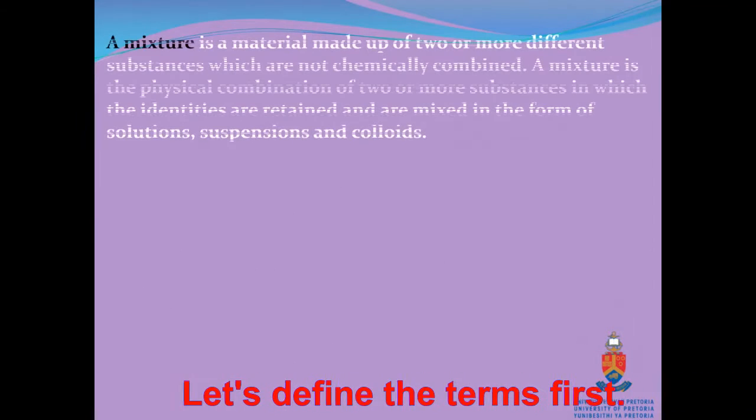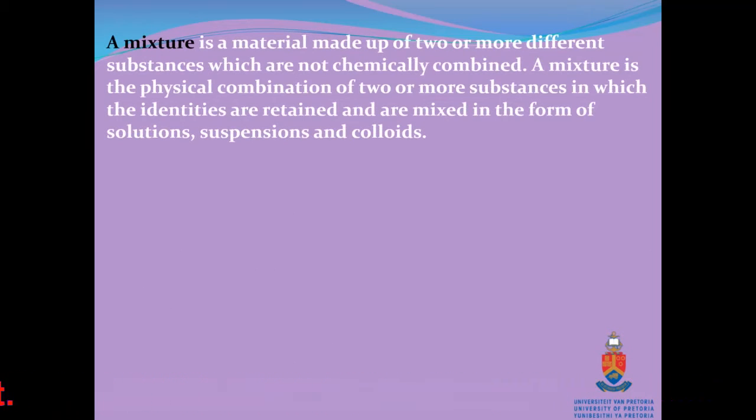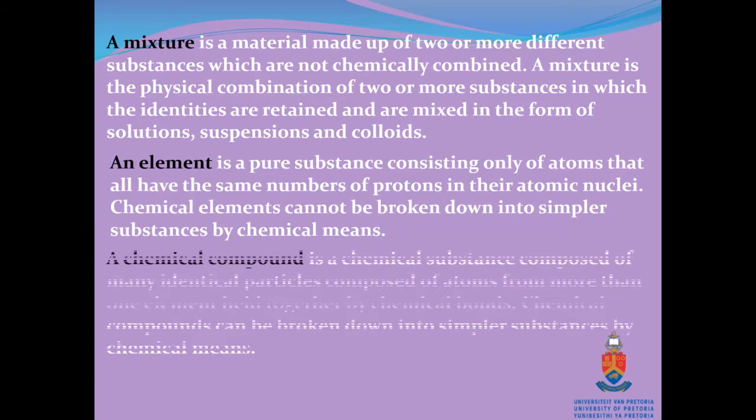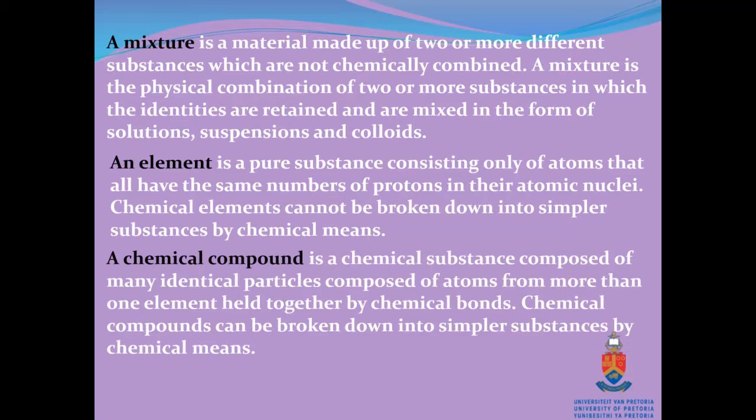Flubber. But before we say what Flubber is, let's define. A mixture is made up of 2 or more different substances which are not chemically combined. A mixture is a physical combination and the properties are retained. An element is a pure substance consisting of atoms of one kind only. Chemical elements cannot be broken up, and a chemical compound is composed of different atoms held together by chemical bonds, and they can be separated by chemical means.